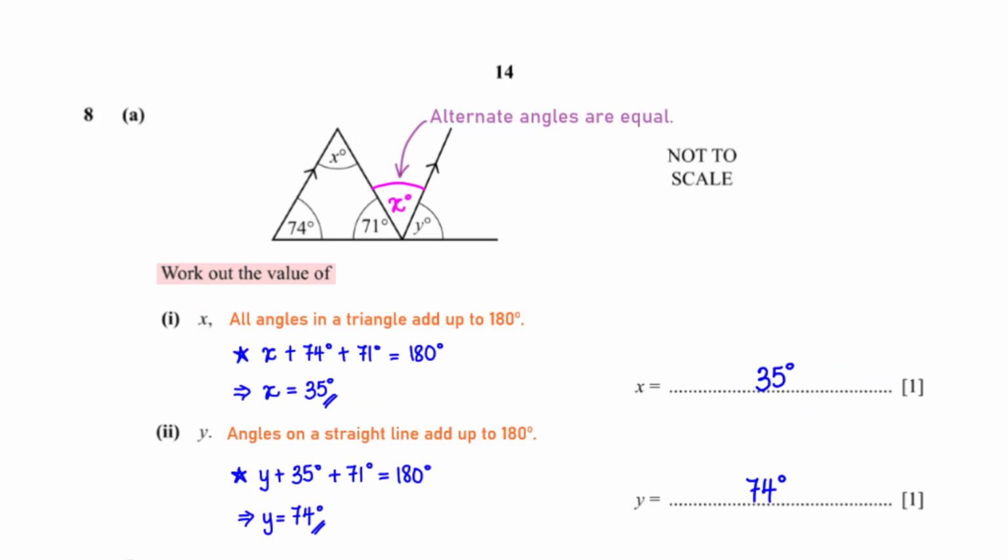Work out the value of y. Since these two lines are parallel, these two angles are alternate angles. Alternate angles are equal. Angles on a straight line add up to 180 degrees, and so y plus x, which we found as 35 degrees, plus 71 degrees should add up to 180 degrees. When we subtract the sum of 35 and 71 from 180, we get y equals 74.